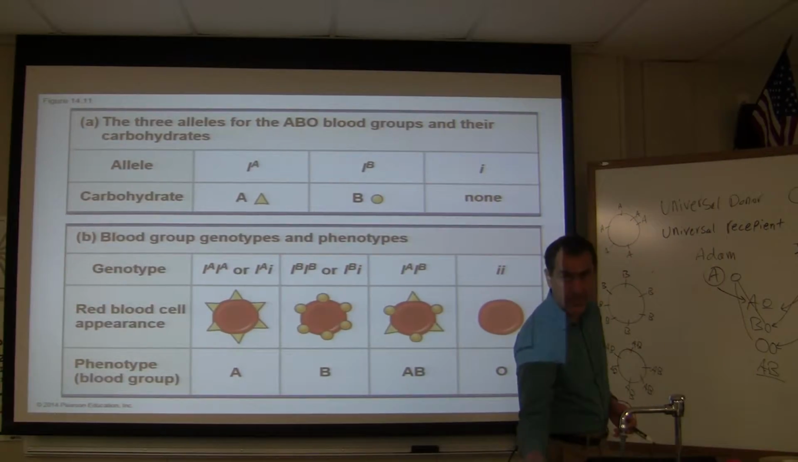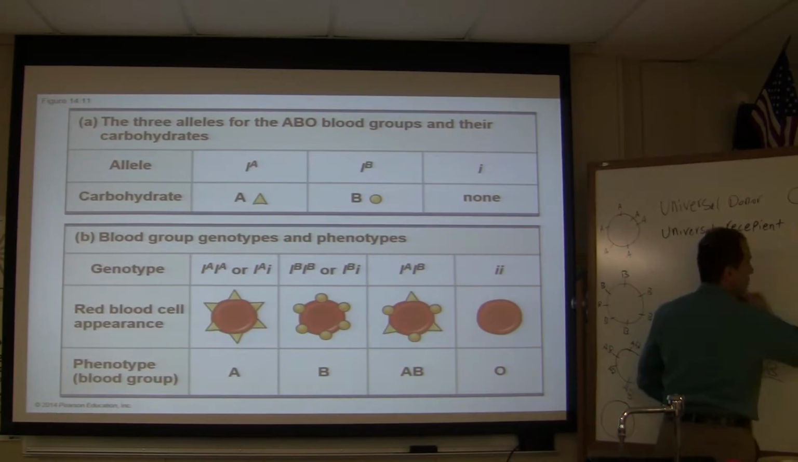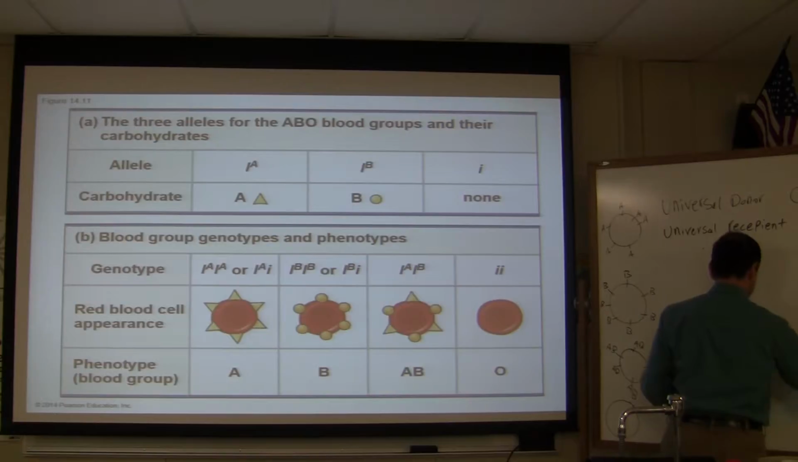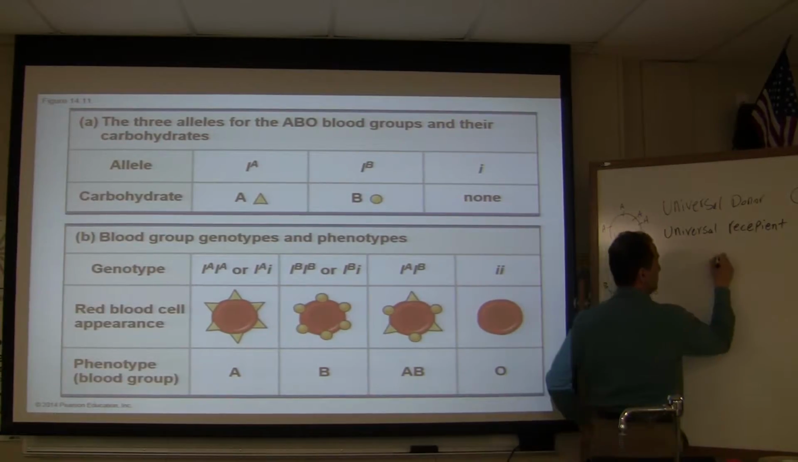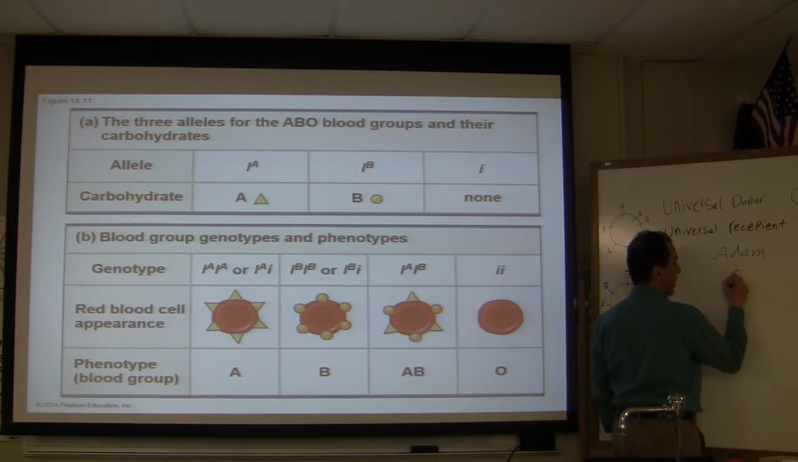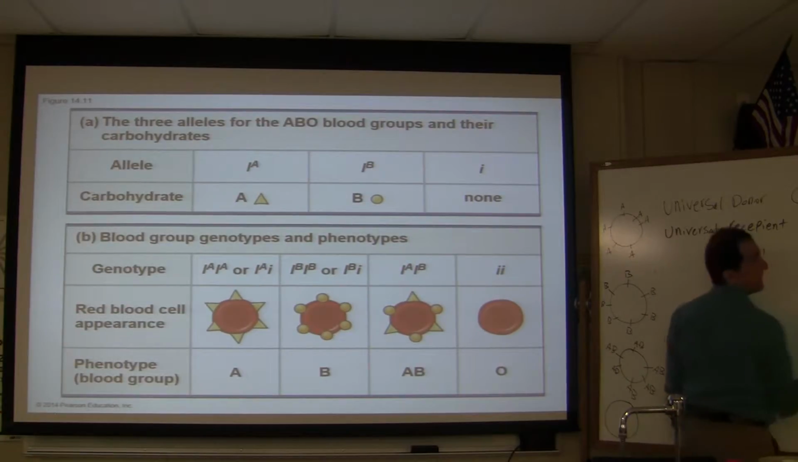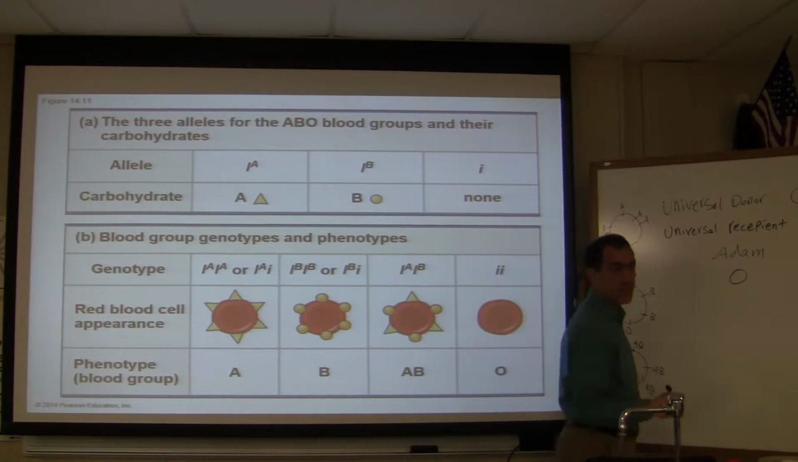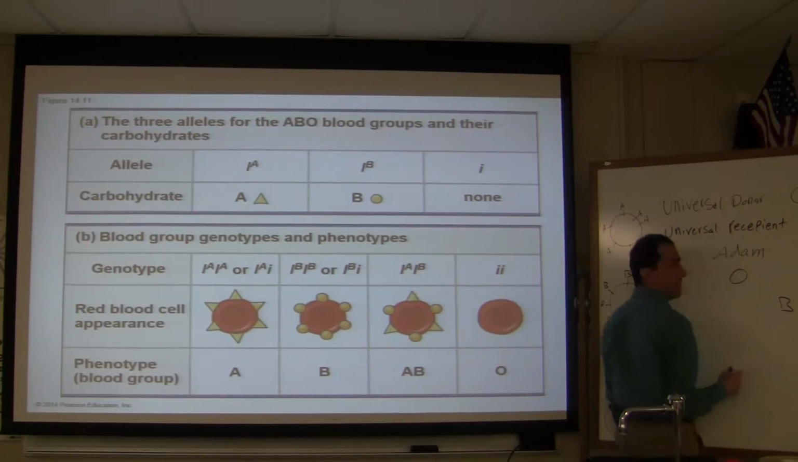Are you ready? Last one. Last one. This is it. I'm done. One more. Joan and Adam. Again. Adam has blood type O, and Joan has blood type B. Are you guys ready? Can they have a child with blood type B?